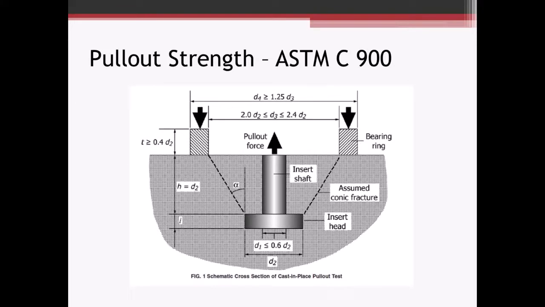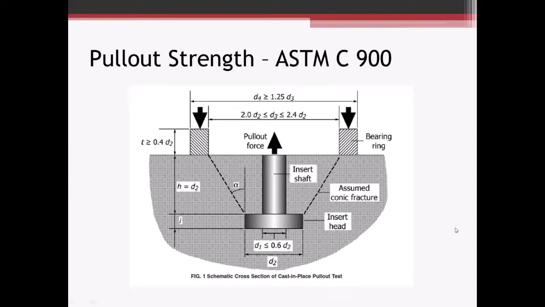So here's the last one. This is pull-out strength. I've given this presentation, I don't know, maybe a dozen times before. This is the first time I've put pull-out strength on it. It also has a standardized test method, ASTM C900. It's not very common here in the US. I'm told they use it more frequently in Europe.